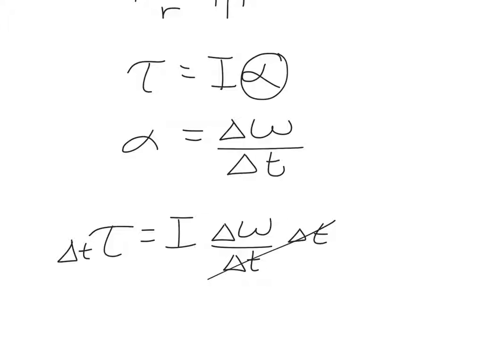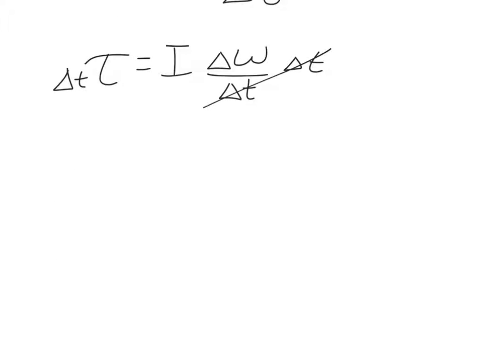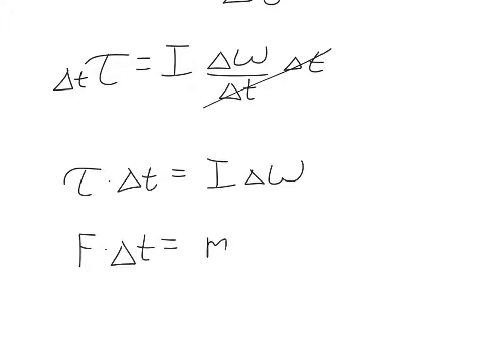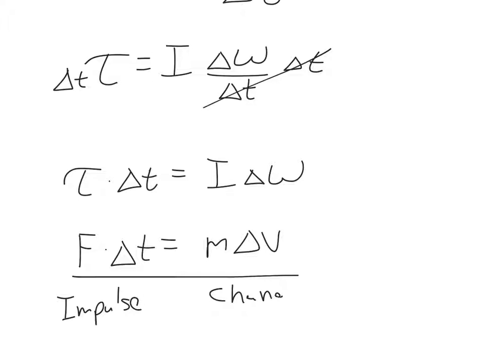That'll cancel it from here, and I will get this equation, which should look familiar to you, which is torque times the time interval is equal to the moment of inertia times the change in angular velocity. Notice the parallel between this formula and this formula. So this is the impulse momentum equation. We had the impulse on the left side, and we had change in momentum on the right side.